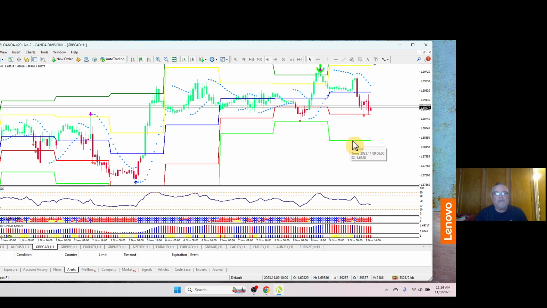The pound CAD is in a 1 hour sale. It ran up here. I'm looking for it to come back down to here, and that's on the pound CAD. So looking for a buy. Like I said, the sale opportunity was right here. And right there is where I got in on that candle.